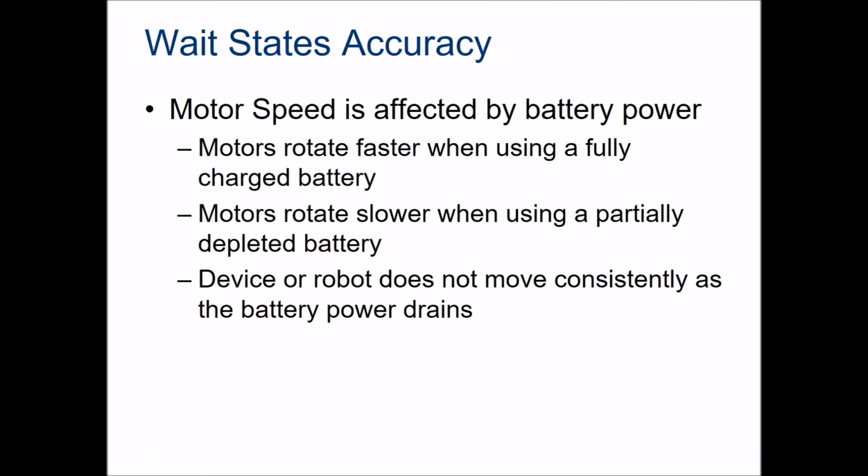One thing to keep in mind is that the motor speed is affected by battery power. That should be fairly obvious, but when you're in the middle of programming, sometimes the obvious stuff becomes less obvious. So they are going to rotate faster when using a fully charged battery, so make sure you use those. They will rotate slower when the battery is depleted. Just keep that in mind. The device is not going to move consistently as the power level drains in the battery.